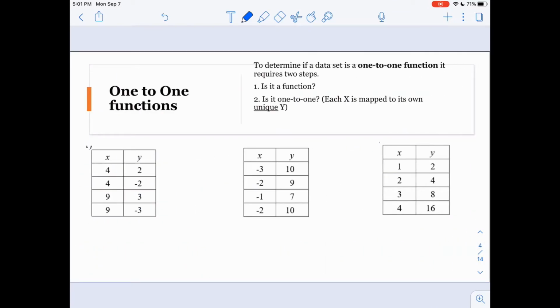To determine if a data set is a one-to-one function, it requires 2 steps. Ask yourself, is it a function? And then is it one-to-one, meaning each x is mapped to its own unique y, meaning no y's repeat.